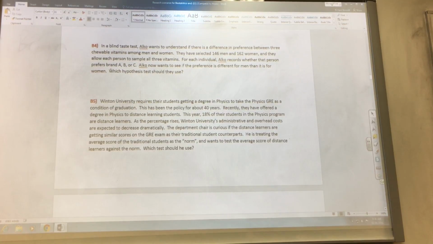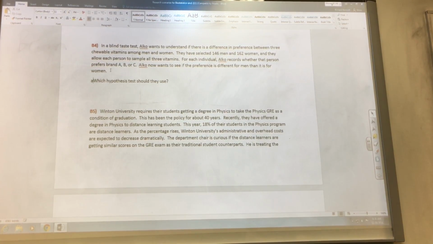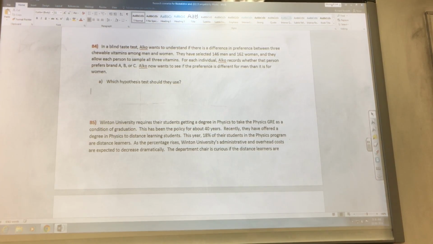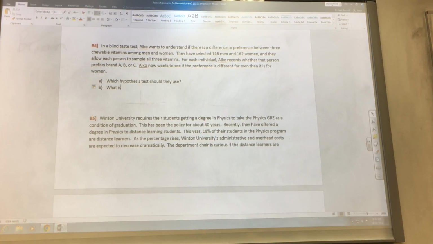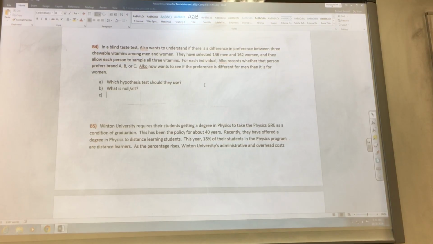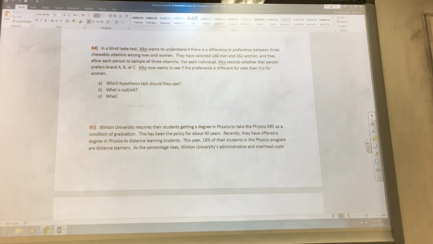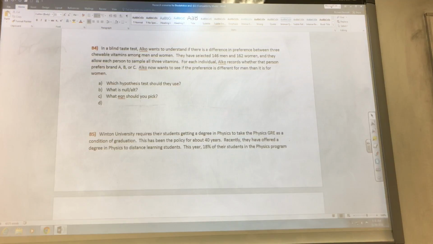If this was the test question, what I think I'm going to do is I'm going to say A, which hypothesis test should they use? B, what is the null and the alternative? I only asked 3 of these questions, but I'm going to ask 4 here. I think that's tough. C is going to be what equation should you pick? And finally, given a p-value of, and then I'm just going to make up a number like 0.13, what is your conclusion?